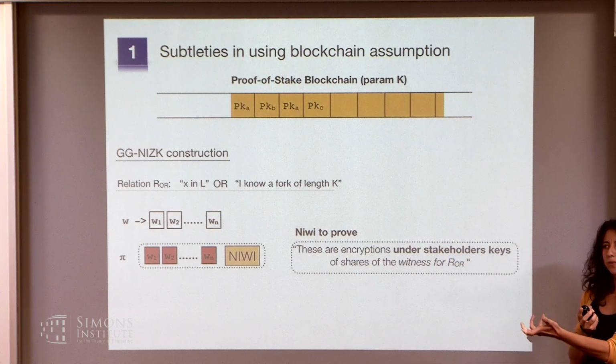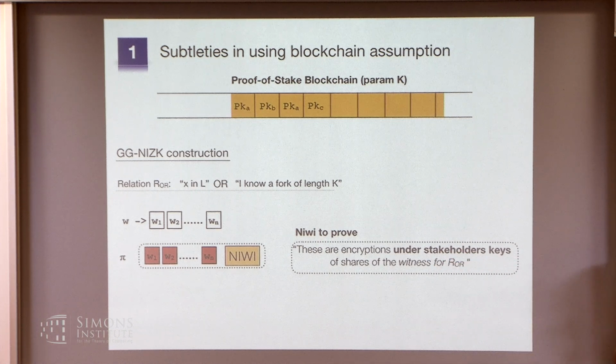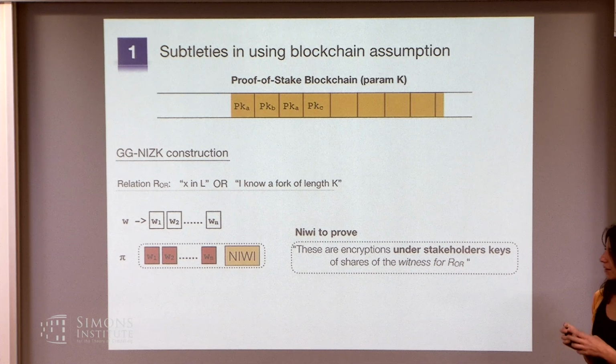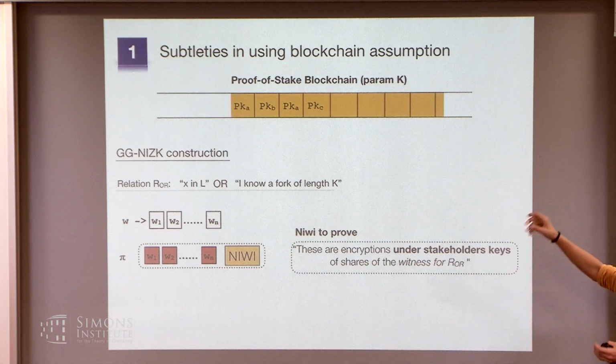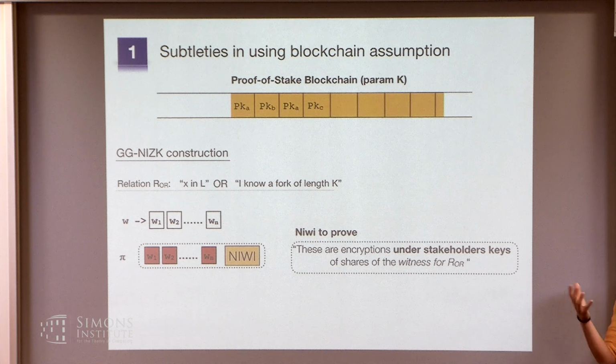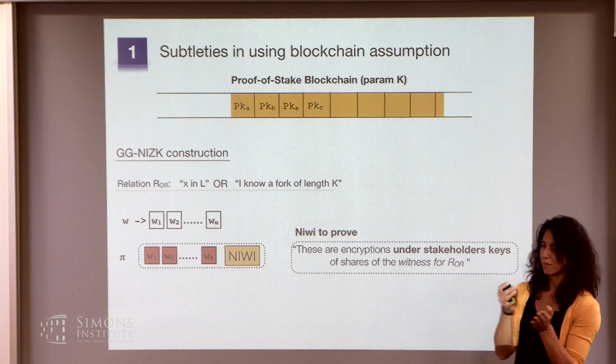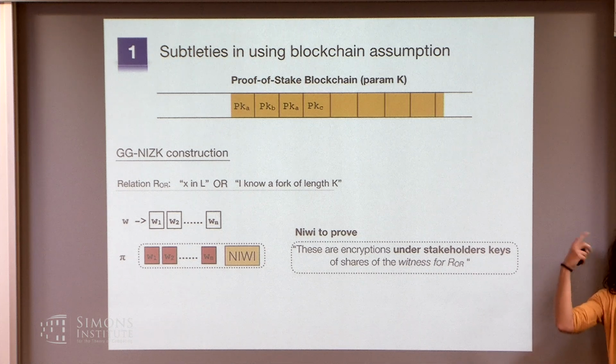These encryptions are important for soundness, but this creates a problem. Remember, we're not going to put this proof on the blockchain. I'm going to give this proof to a verifier. Now, this proof is in the hand of the verifier. The verifier can hold it for many years. And again, this proof is just a bunch of encryptions under stakeholder keys. So you can see how things can go wrong.